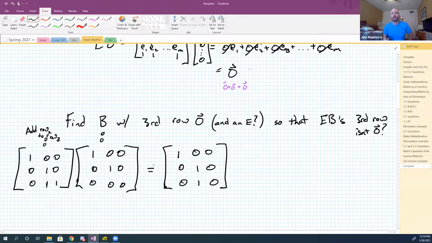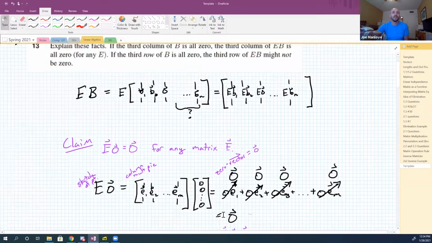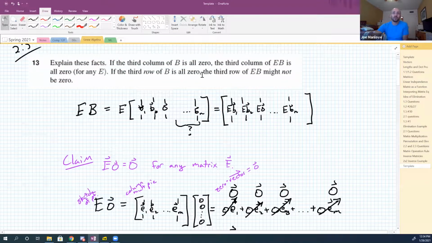And I know that I'm not going to be able to get away from having a singular matrix. Right? It's still going to be singular. There's no way I can get out of that. But I do know that I can get that third row to not have zeros in it, right? So when they ask if the third row is all 0, the third row of EB might not be 0. Well, that's because it might be a linear sum of the first 2 rows. You guys see that?